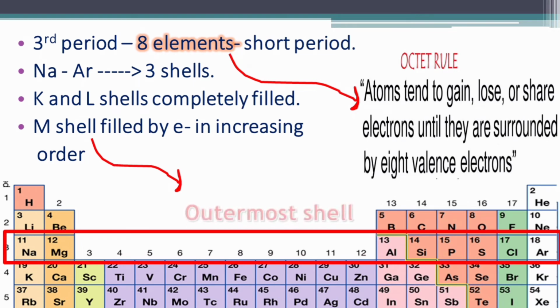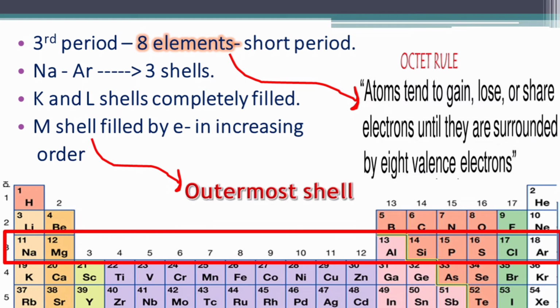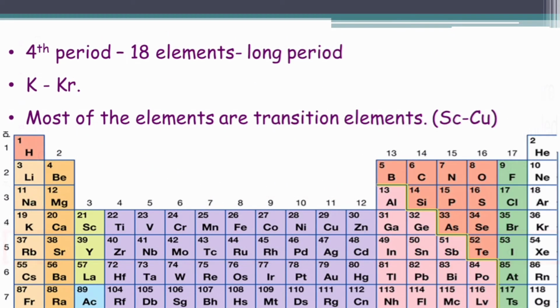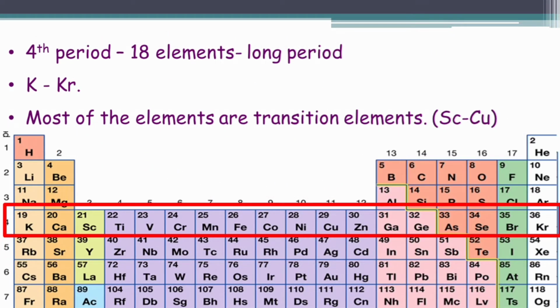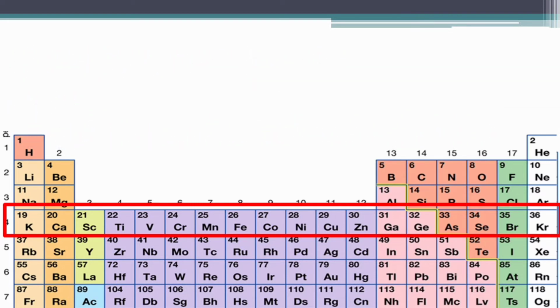And for the third period elements, M shell is the outermost shell. Hence, it can take only 8 electrons in this case, and that is why the third period has only 8 elements. Moving on to the fourth period, it is a long period with 18 elements. It starts from potassium and it ends in krypton. Potassium is an alkali metal and krypton is a noble gas. A few elements starting from scandium to copper are known as transition elements in this period.